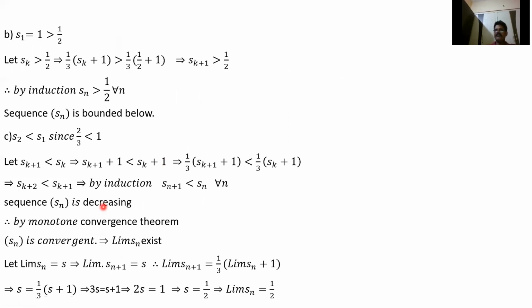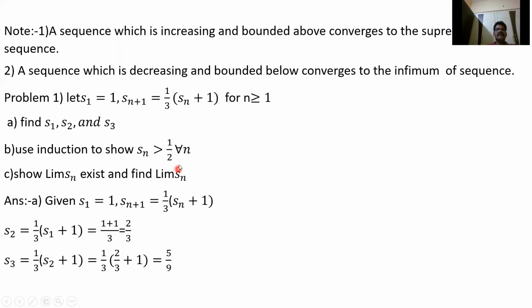Mathematical induction means first we show it is true for n equal to 1, then let it be true for n equal to k, and then prove it is true for n equal to k plus 1. Then automatically it is true for all n. So now we have to show the second one, Sn greater than 1 by 2 for all n, using mathematical induction.